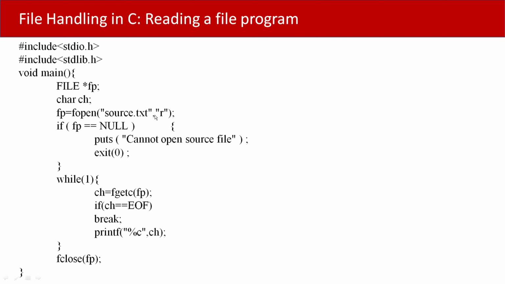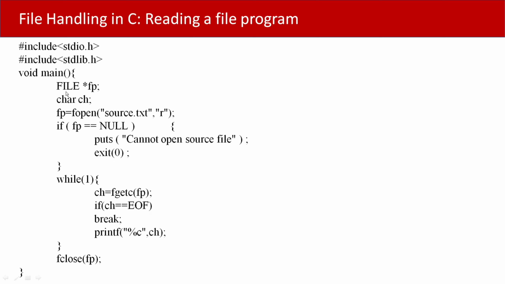Here, #include stdio.h header file is used, and the stdlib header file is used. The stdlib header file is used because of this exit function, right? When this exit function executes, it will close the running screen. All the file related functions are available in the stdio.h header file.